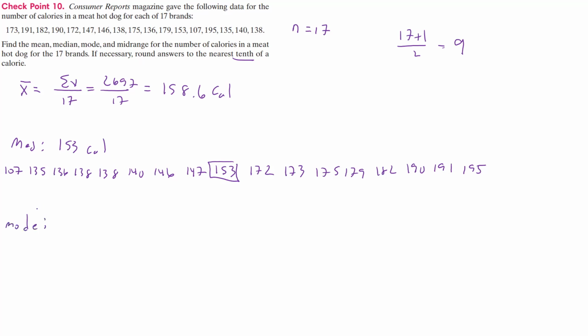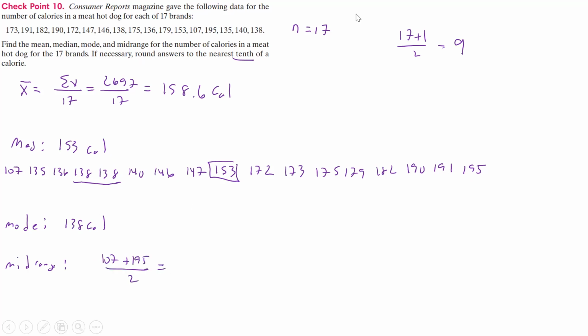All right, so the mode next. The mode is the one that occurs most often. When I was writing those, I saw we had 138 twice here, but I don't remember seeing anything else. So the mode in this case is 138 calories. And our final value, the mid-range, is just our lowest, which is 107, plus our highest, which is 195, all divided by 2.